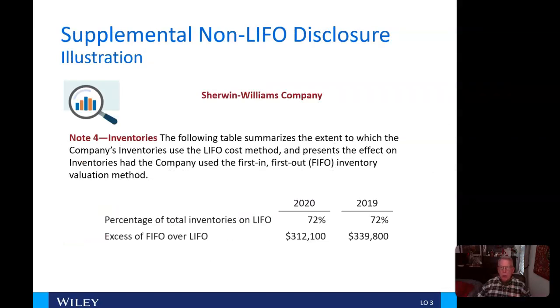Here is Sherwin-Williams, and now we're going to look at the non-LIFO disclosure. The following table summarizes the extent to which the company's inventory uses the LIFO cost method, and it presents the effect on inventories had the company used a first in, first out FIFO inventory valuation. So here is the excess of FIFO over LIFO. Quite dramatic there.